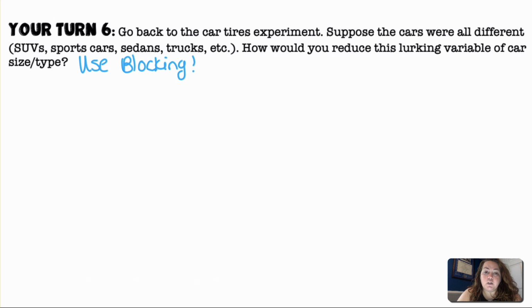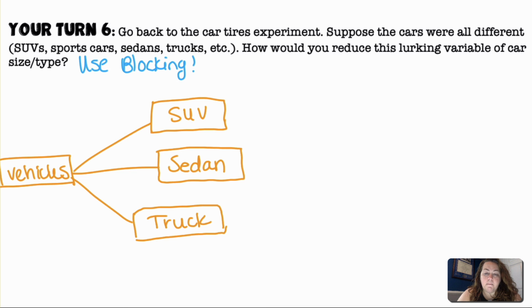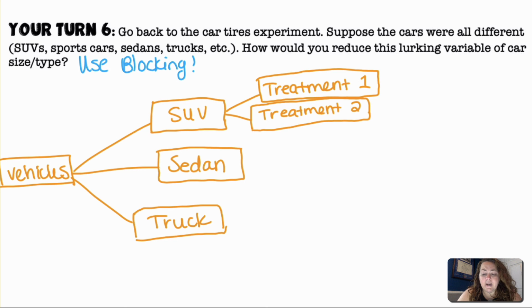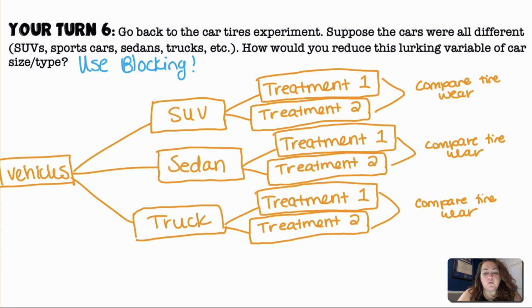All right, so we could use blocking. All right, so we have our vehicles. We could block them by type. So we'll do SUV, sedan, and truck. And then I could randomly assign all of the SUVs to either treatment 1 or treatment 2, all of the sedans to treatment 1 or treatment 2, and same with the trucks. All right, and then compare the wear of the tires. I am randomly assigning them after they are blocked to their treatment groups.